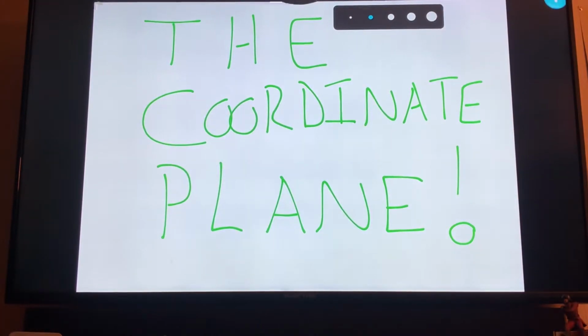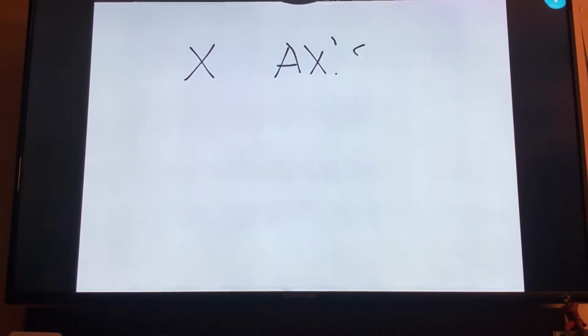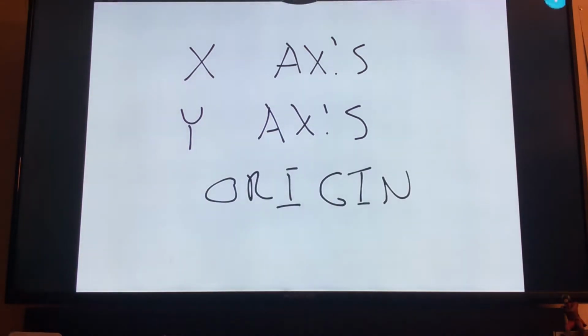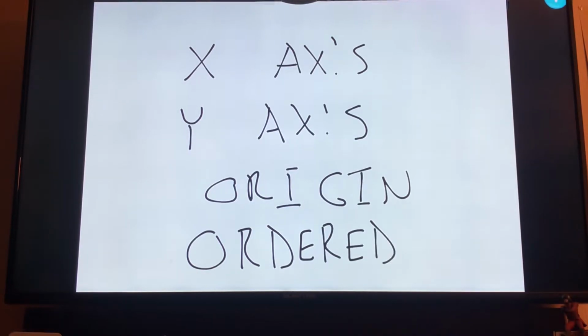A coordinate plane is going to deal with three main things that I want to talk about. You're going to have the x-axis, the y-axis, and the origin. And when I'm talking about x and y, I want to add something else that's going to be important: ordered pairs.